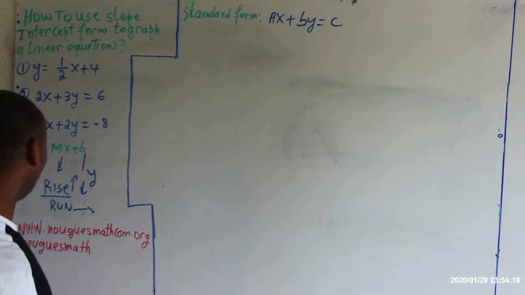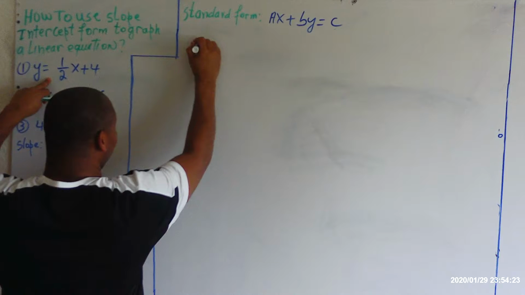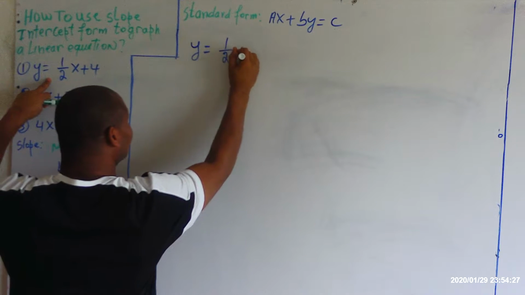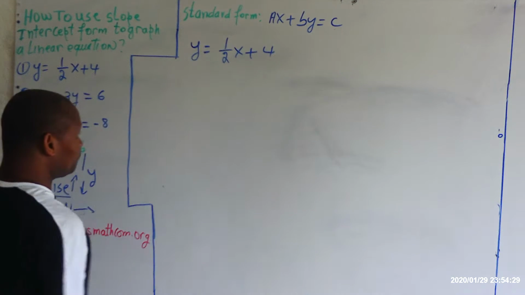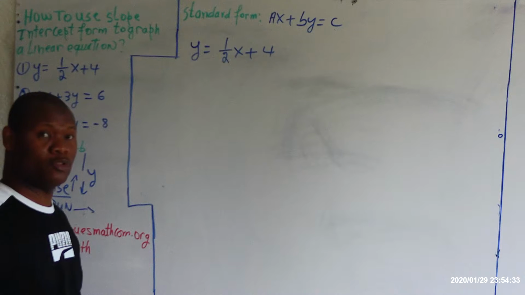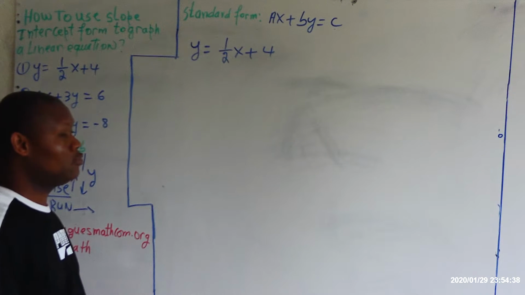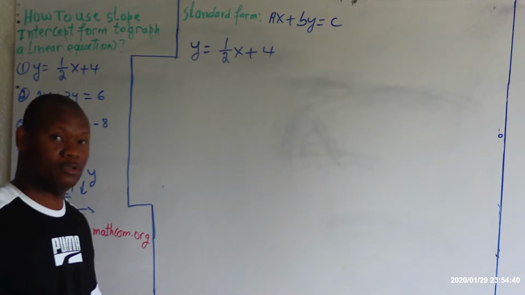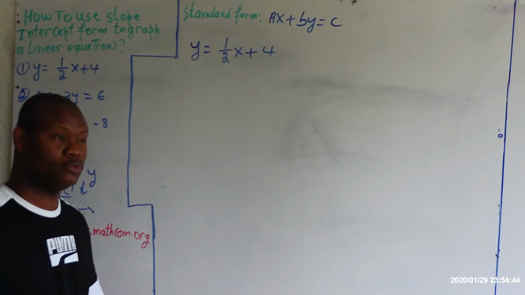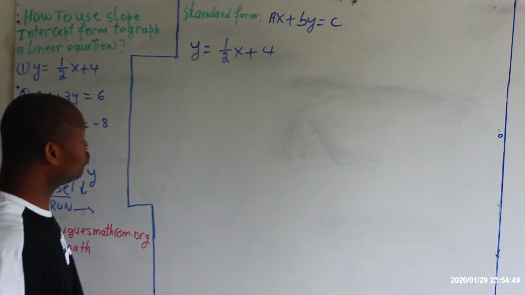So the first equation is going to be y equals 1 over 2x plus 4. I can tell you using slope form to graph a linear equation is easier than using a table of values, because with a table of values you need more time. But for the slope form you don't need a table of values. I'm going to show you.